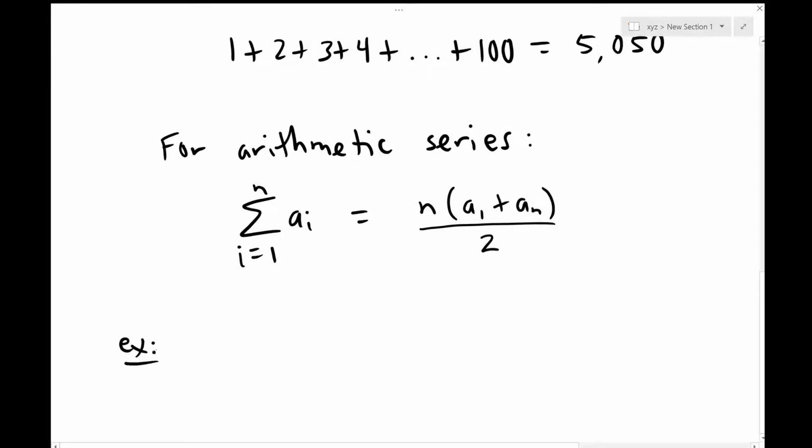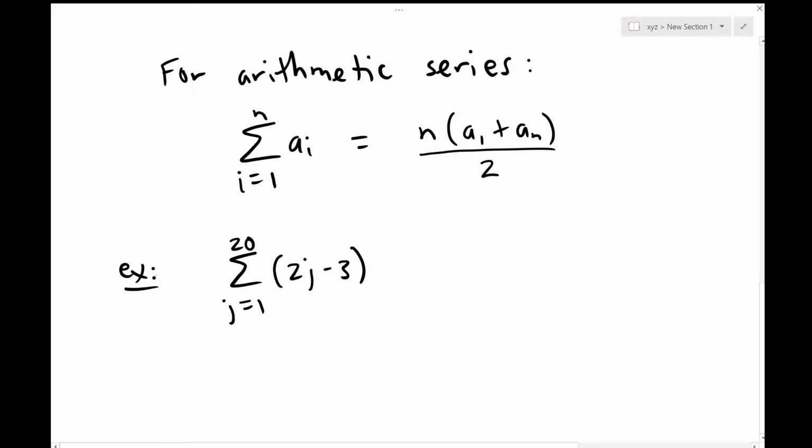So let's try this on another example here. What if I wanted to take the sum, let's say as j goes from 1 to 20, of 2j minus 3? Well, first of all, notice here that we know that we're talking about an arithmetic series because the expression 2j minus 3 is linear. So we talked before about how arithmetic sequences, their formulas are always linear expressions, and that's exactly what we have here. In fact, the coefficient of our variable, the coefficient of j, is 2, which tells us that the common difference of the terms would be 2.